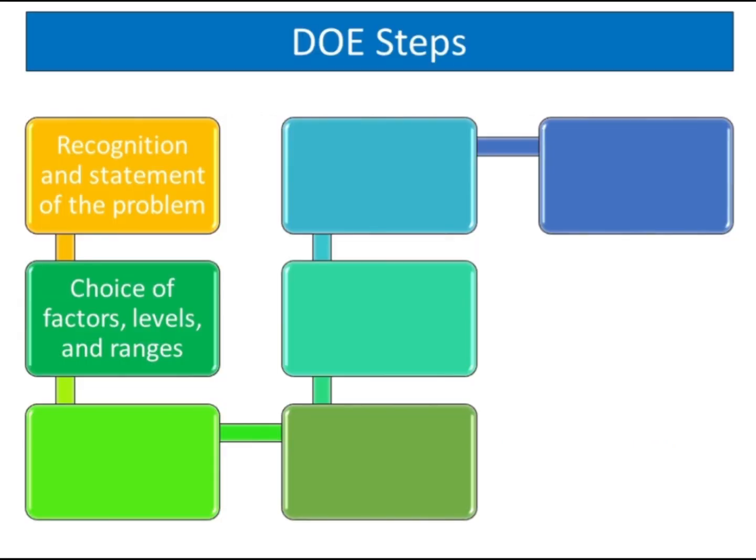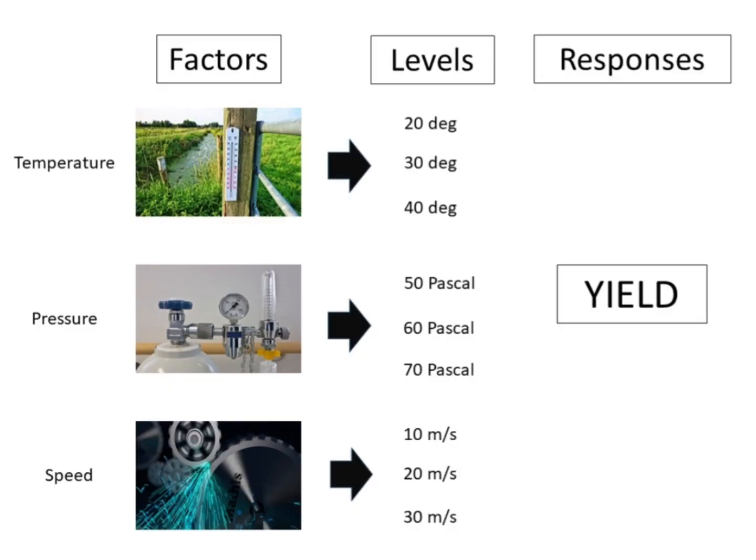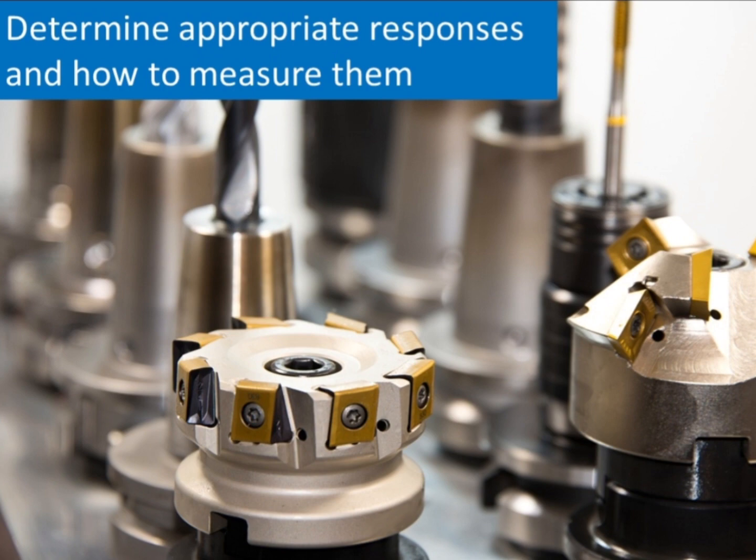2. Choice of factors, levels, and ranges. Choose the factors or input variables to be studied and determine reasonable ranges for each. A list of the possible experimental variables. This list does not need to be complete or even accurate at this point in the DOE process, but it helps identify the scope of the variables that will be considered. 3. Selection of the response variables. Determine appropriate responses and how to measure them.